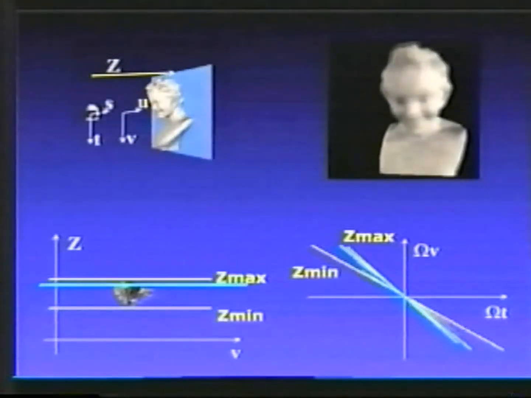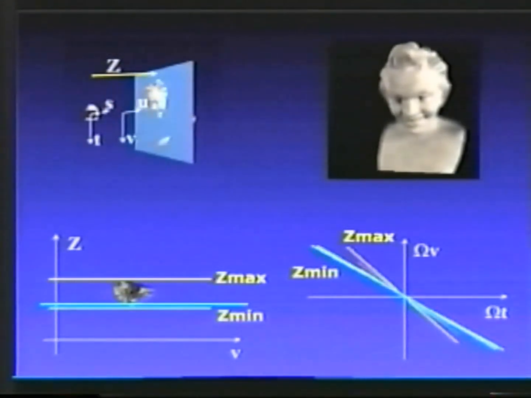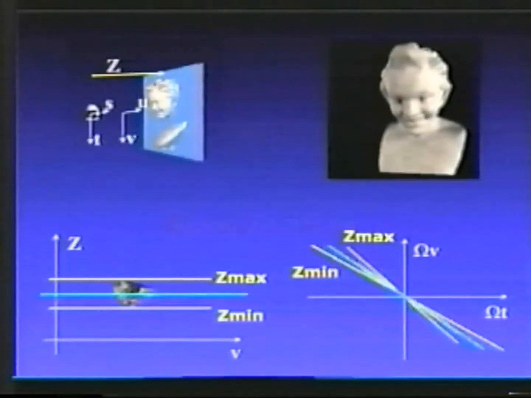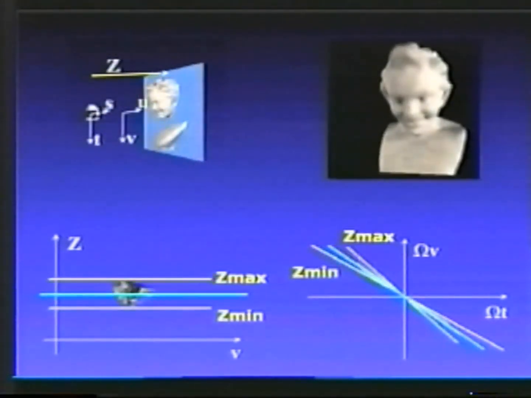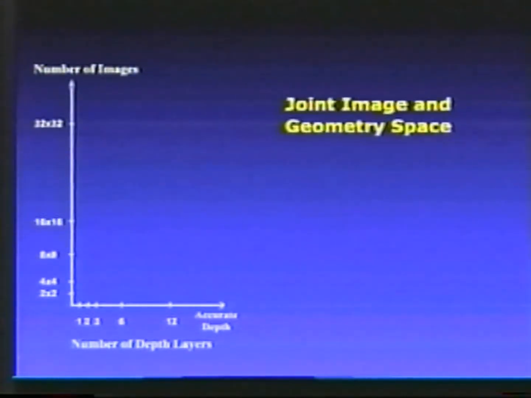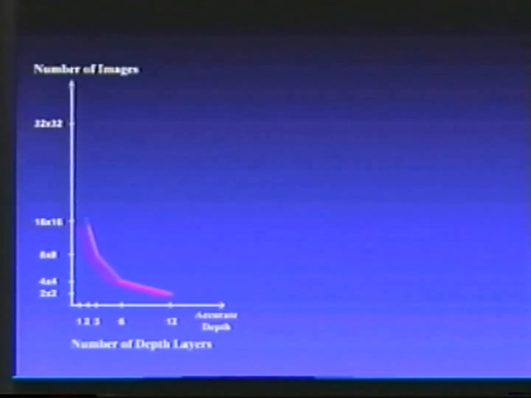The optimal filter is determined by the minimum and maximum depth of the scene. If we have more information about the scene geometry, we can further reduce the image samples with multiple depth layers. Given rendering resolution, the relationship between the number of the images and scene geometry can be described quantitatively by a minimum sampling curve in joint image and geometry space.